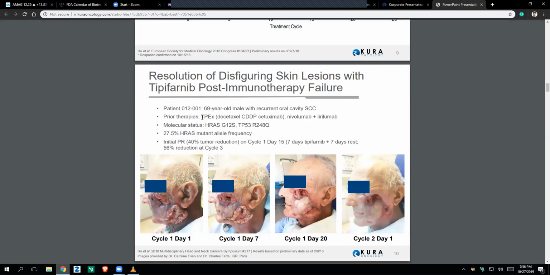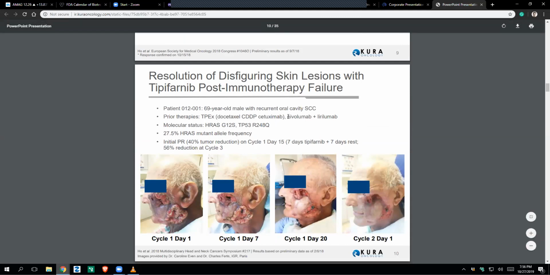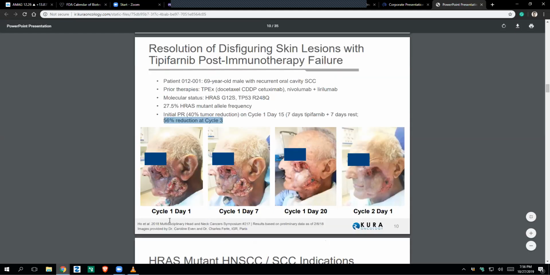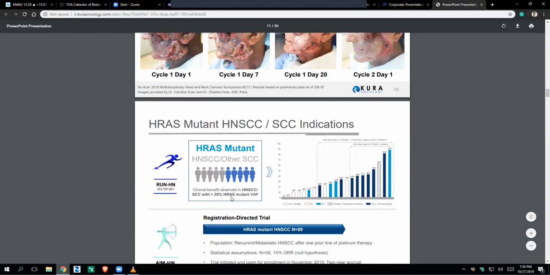So this is a case study they have. This patient is a 69-year-old male who had recurrent oral cavity squamous cell cancer. Earlier given multiple therapies, including nivolumab, anti-PD-1, molecular status HRAS. These were the mutations. So there was a partial response, 40% tumor reduction at cycle 1, 56% reduction at cycle 3. So looks like a good response here. If you see these pictures, the big tumor, very disfiguring, is slowly getting better here at cycle 2, day 1. It looks impressive. Looks like there is a good response here.